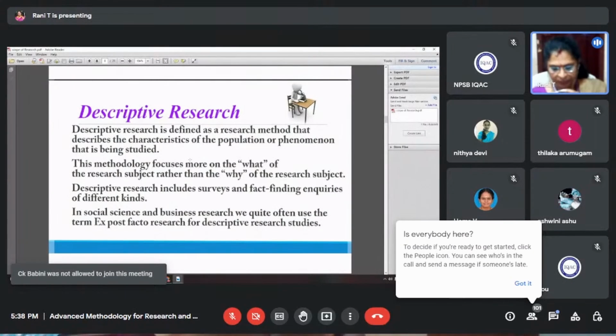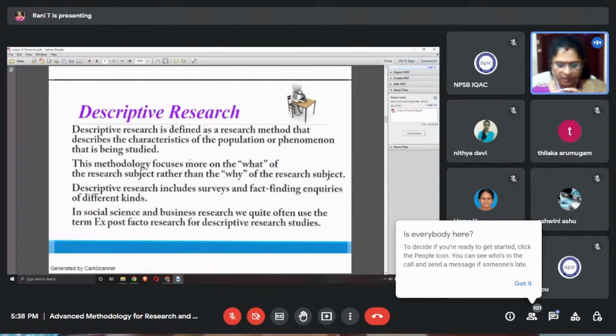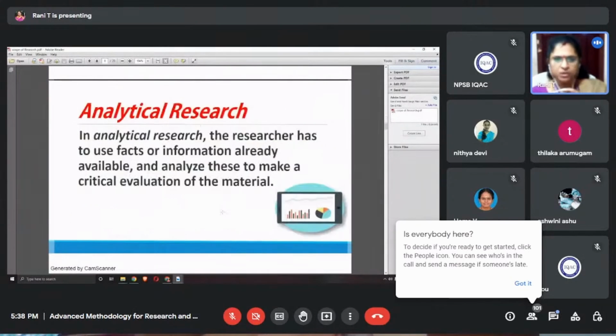We will survey the past and present, and we will find the facts, the reason behind that, and we will inquire about that. Descriptive research has another term, another meaning: ex post facto research. So what is descriptive research? It is ex post facto research.